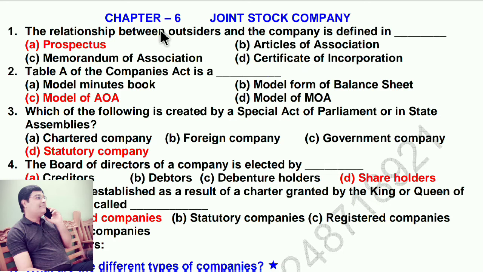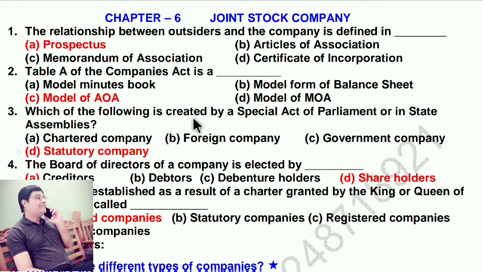11th Commerce, Chapter 6, Joint Stock Company. The relationship between outsiders and the company is defined in the prospectus. Table A of the Companies Act is a model of AOA. AOA means Articles of Association.